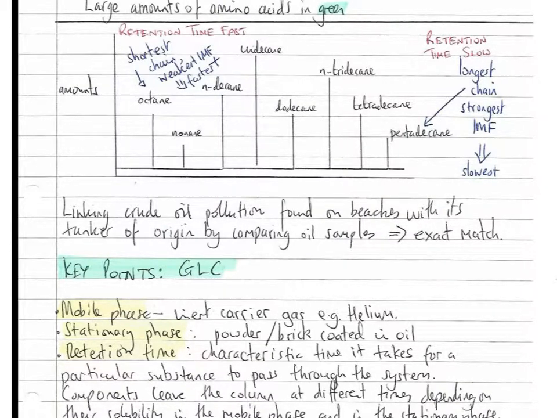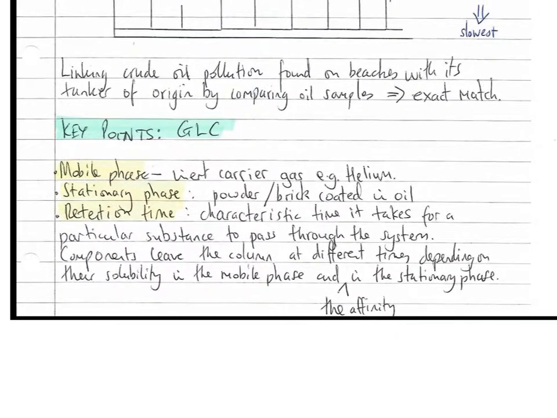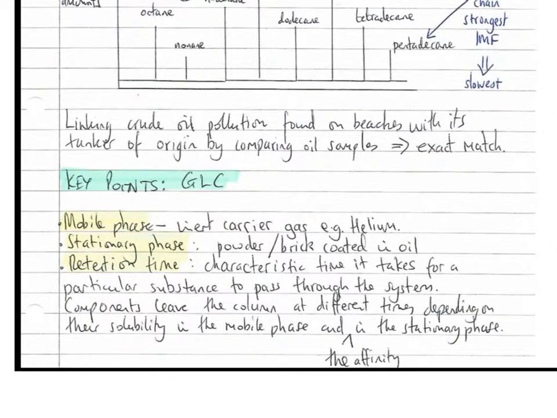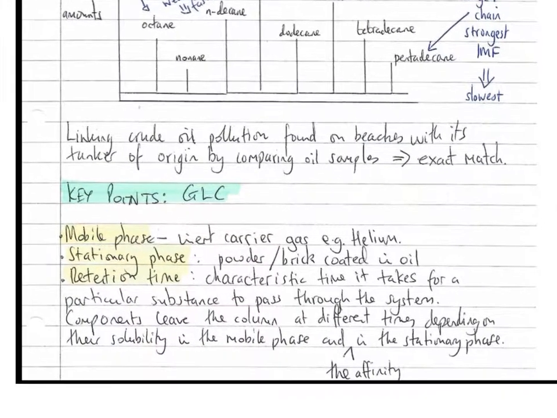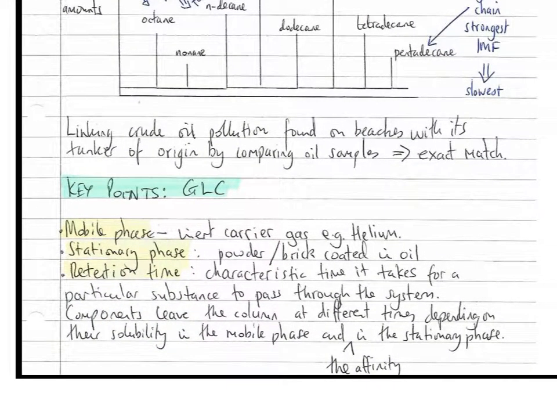So what we can do is link up the crude oil pollution found on the beaches with an exact match from a database of different samples around the world, and then we can prosecute. To sum up, the key points of GLC: we've got a mobile phase, which is the inert carrier gas. We've got the stationary phase, which is a powder or a brick coated with oil, and we have the retention time, which is how long it takes for a particular sample to move through the system. They move through the system depending upon how well they bind to the stationary phase, or how well they bind onto the mobile phase. We talk about the affinity of this.